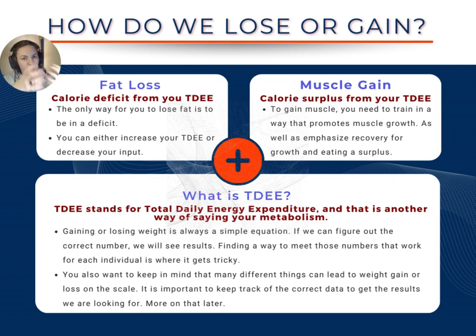And then from that, there's two different ways you can do that. You can either increase your total daily energy expenditure so that you do have a deficit and that number stays the same, or you can keep your total daily energy expenditure the same and then eat a deficit. As far as muscle gain goes, it's the inverse of it. We have to eat a surplus from our total daily energy expenditure if we want to gain muscle. So just kind of keep that in mind as we talk about a few of these different things.